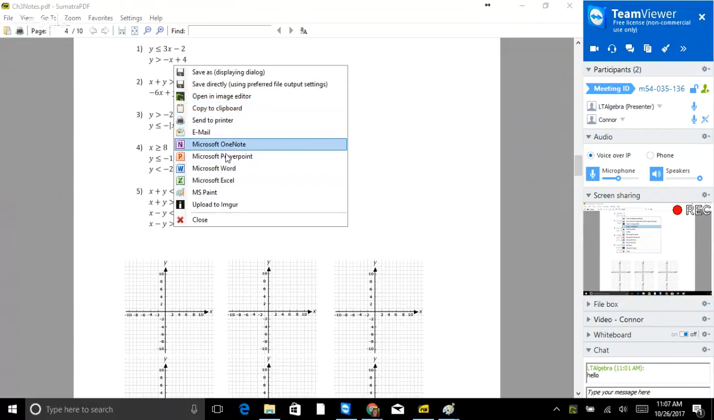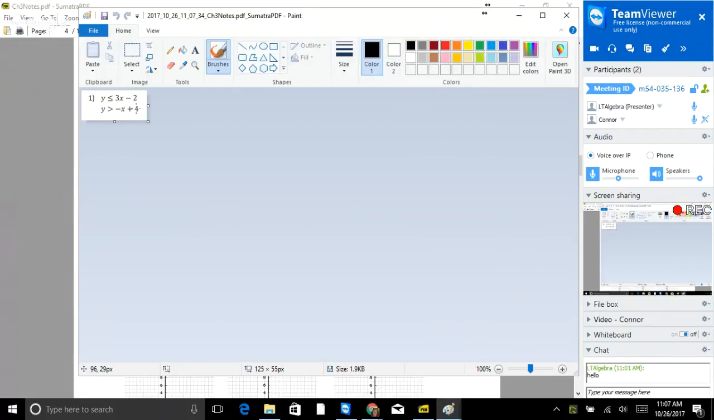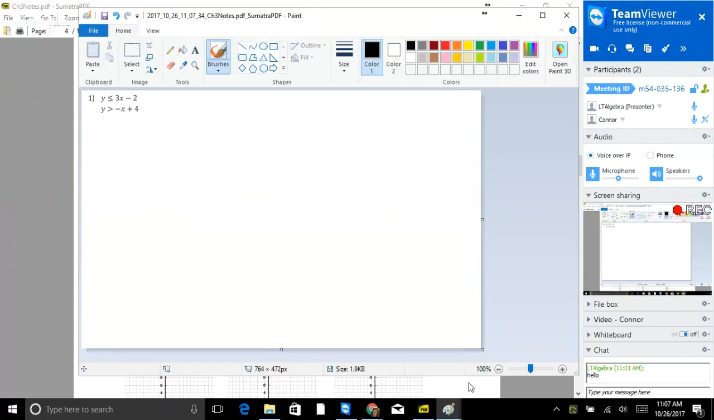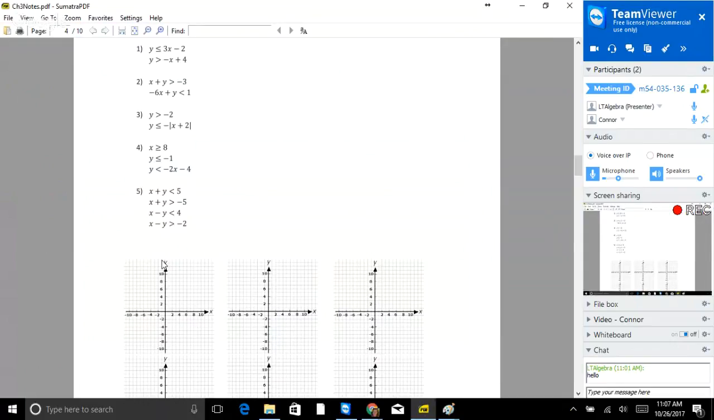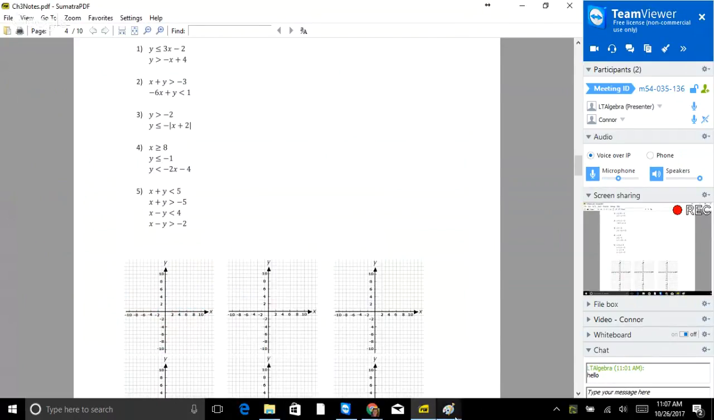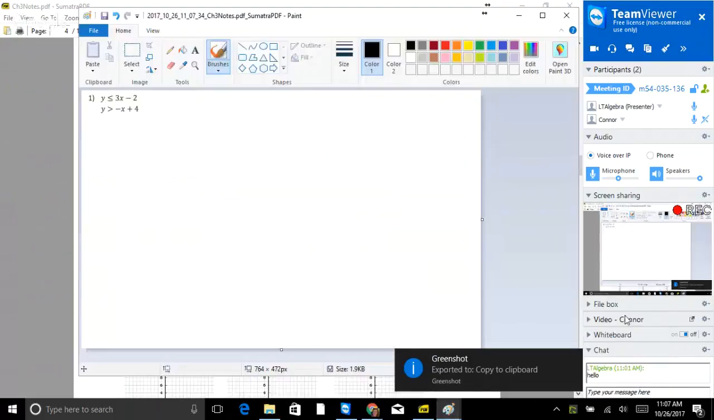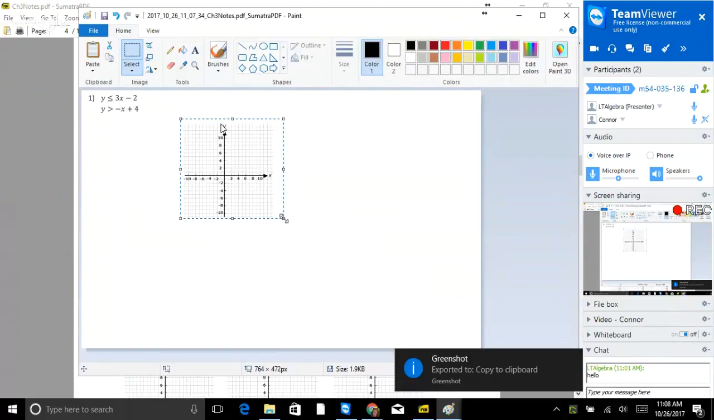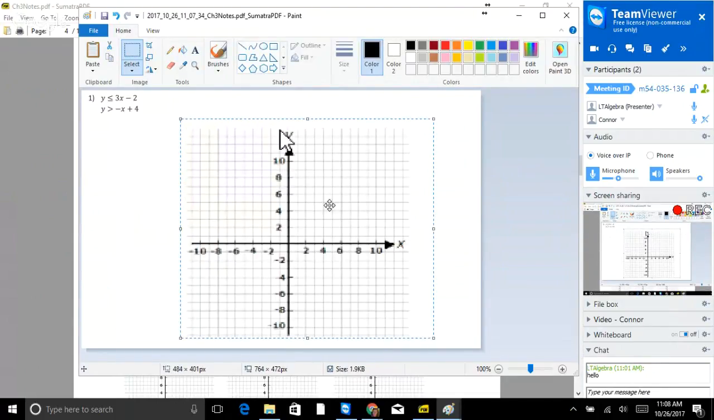We'll open this in Paint. We'll make it bigger. We'll steal one of these graphs and copy it and open it up. We're going to make it bigger. Okay, well, close enough here. All right, so we have these two equations.